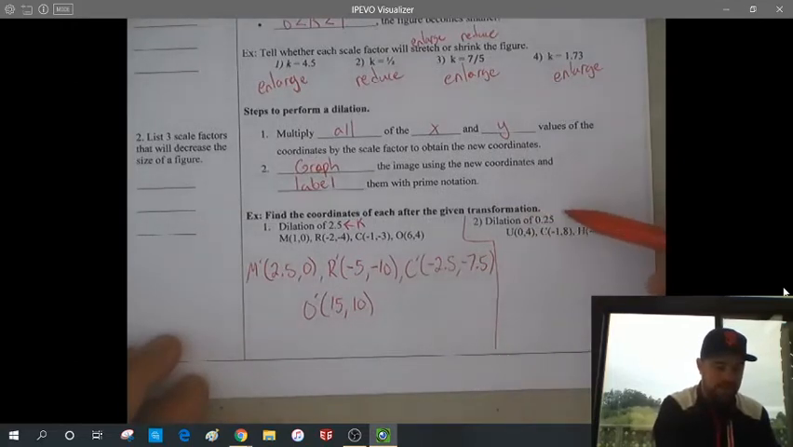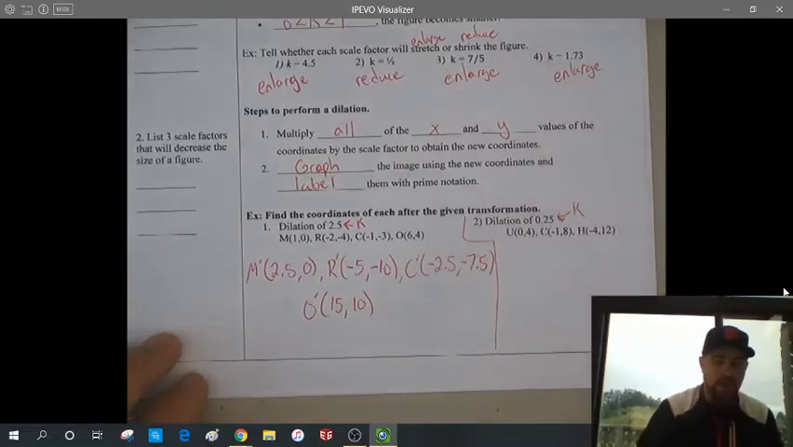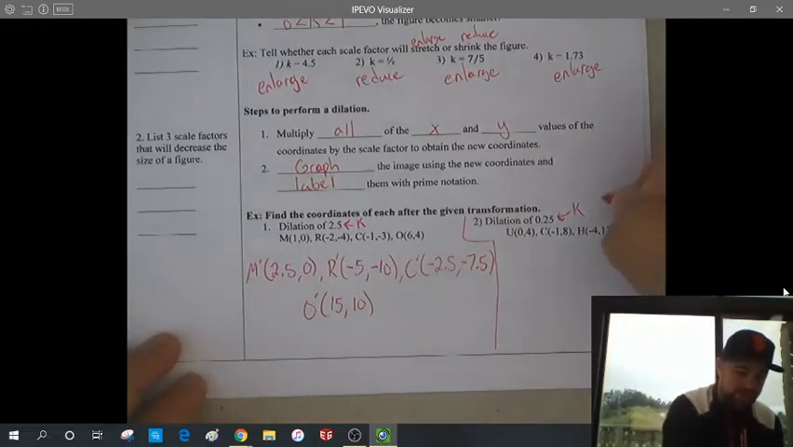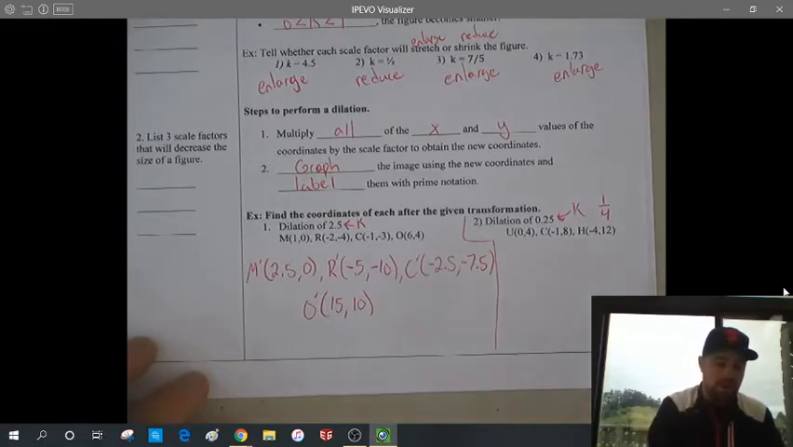Okay, again, a dilation, now this time of 0.25. So 0.25 is our scale factor. 0.25 as a fraction is 1/4. So what we're really doing here is multiplying all of our numbers by 1/4. And if you look across our numbers, it's going to be nice because most of our numbers are multiples of 4, and multiplying by 1/4 is the same thing as dividing by 4. The only ones that aren't are 0 and negative 1.